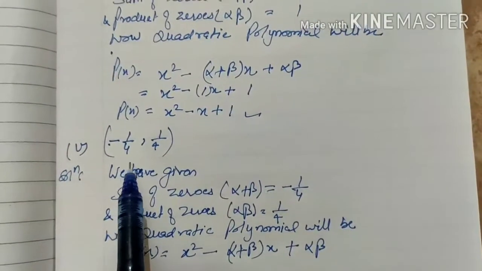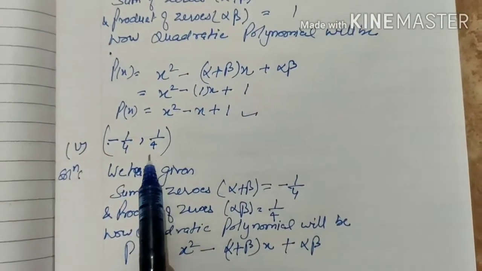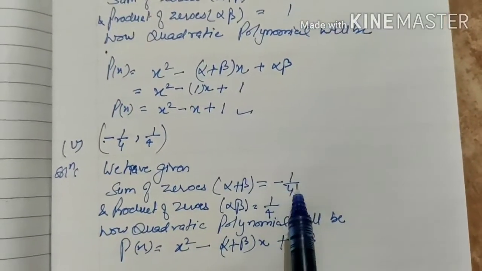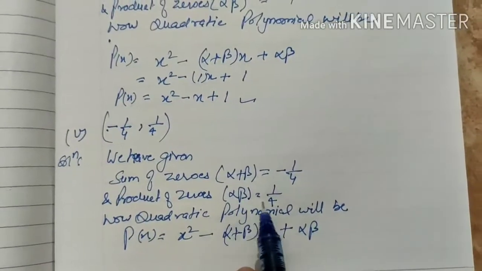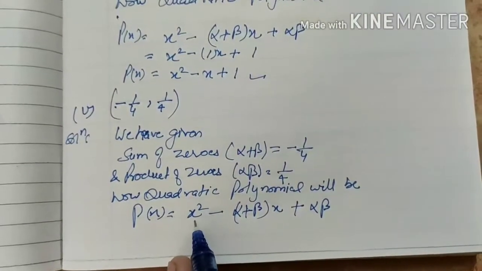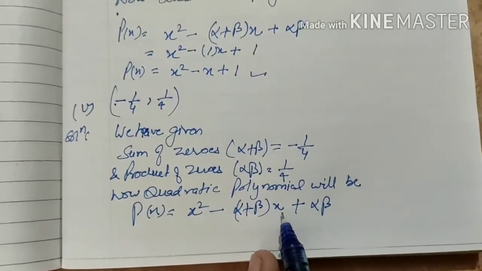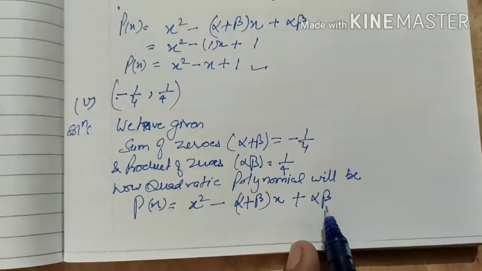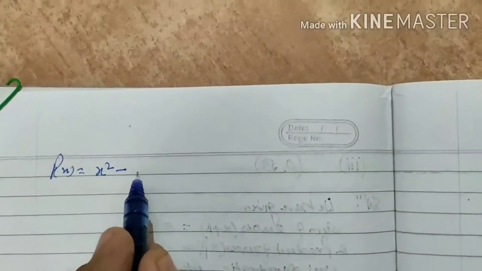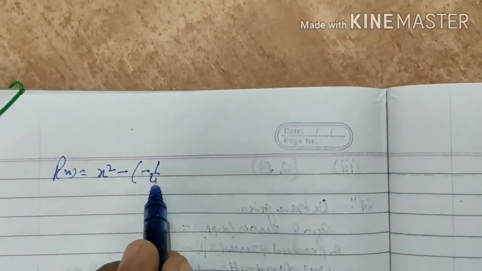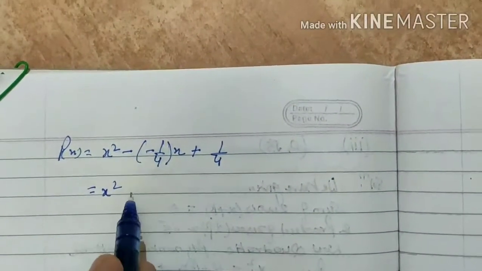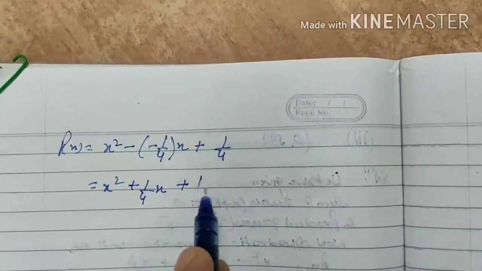The next part we have given as sum of zeros as minus 1 by 4 and product of zeros as 1 by 4. So we can write, we have given sum of zeros, that is alpha plus beta equals minus 1 by 4 and product of zeros alpha beta equals 1 by 4. Now the quadratic polynomial will be px equals x square minus alpha plus beta into x, that is sum of zeros into x, plus product of zeros, that is alpha into beta. So after putting the values in the relationship, we will get x square minus of minus 1 by 4x plus 1 by 4. So this will be x square and this will become plus 1 by 4 of x, and this will be plus 1 by 4.